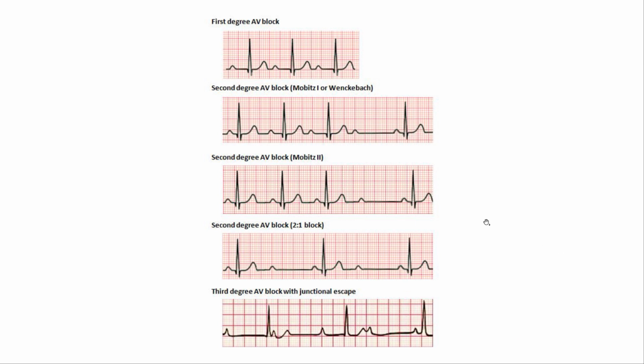Okay. So type 1 in first degree heart block is just a long PR. Second degree, you drop beats. Type 1, it gets progressively longer. Type 2, it remains constant. And then third degree heart block, they're completely disconnected, and the ventricular morphology is a wide QRS.